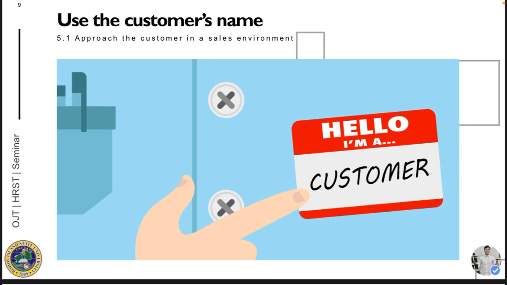So it is very important that we use the customer's name when we address them. It personalizes the service and shows that they are important and they are welcome in our establishment. Using their name also helps you to remember it, but if you are not good at remembering names, write it down. Okay.